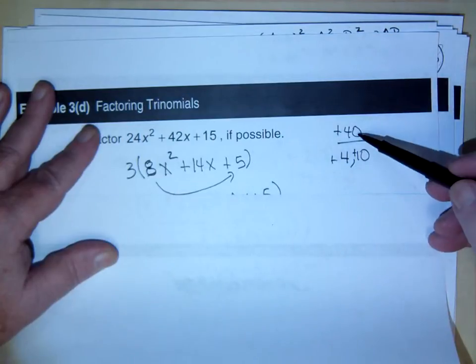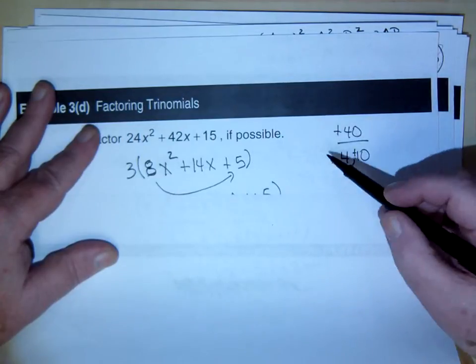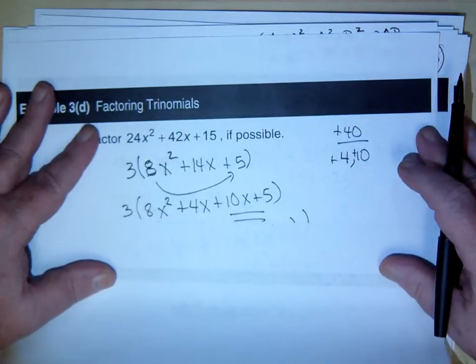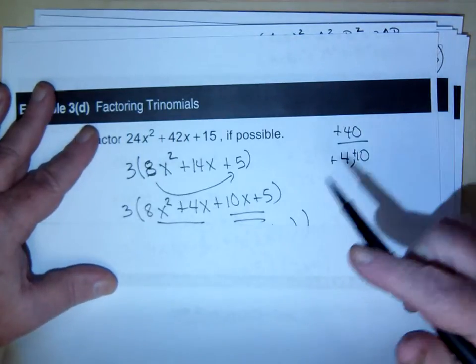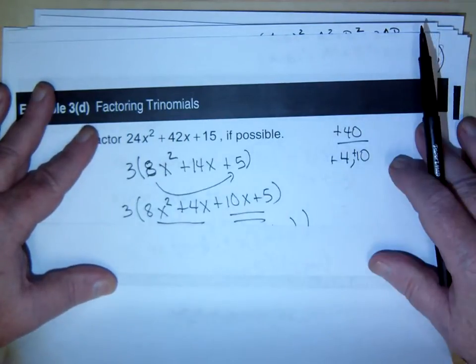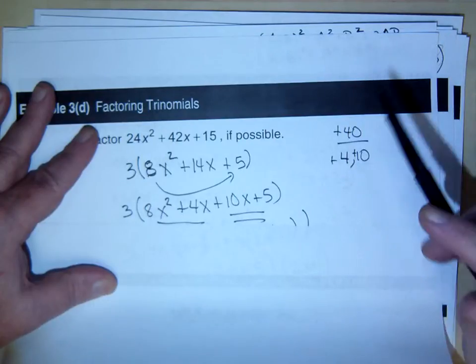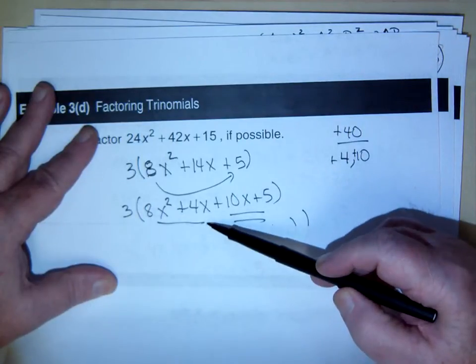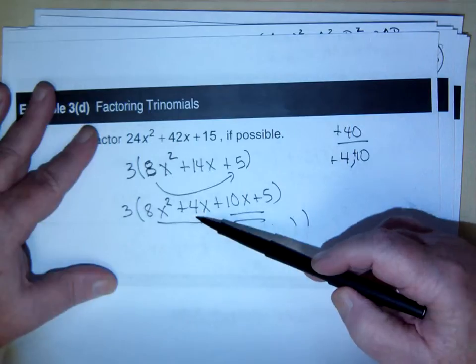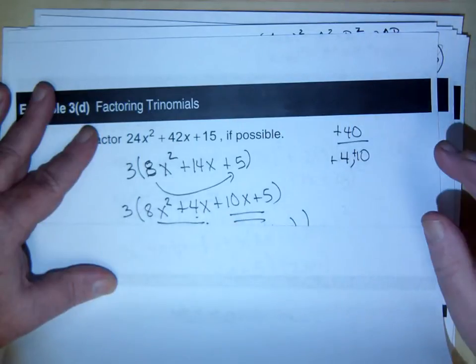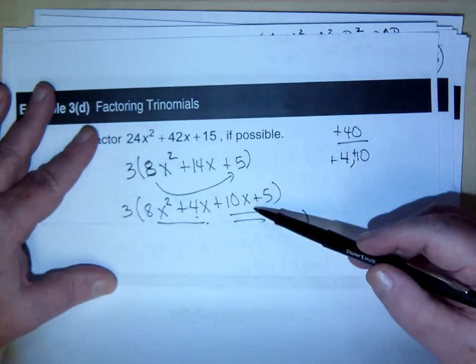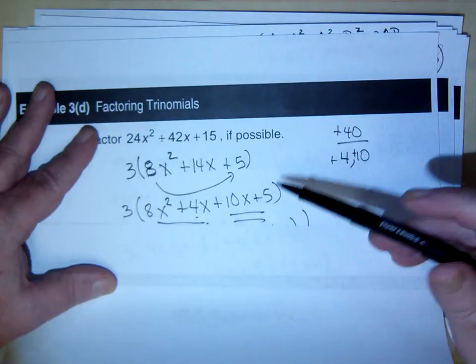Multiply across, I get 40. To make that into 14, that's going to be plus 4 and 10. I write this way. I do not throw away that 3. But now I can group factor single underscored and double underscored. 4x comes out of this, and 5 comes out of this one.